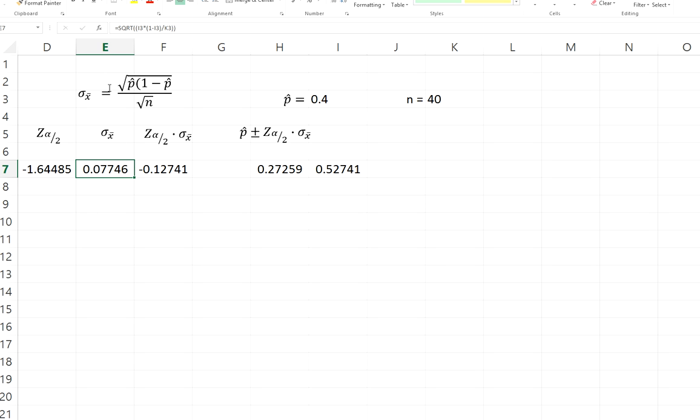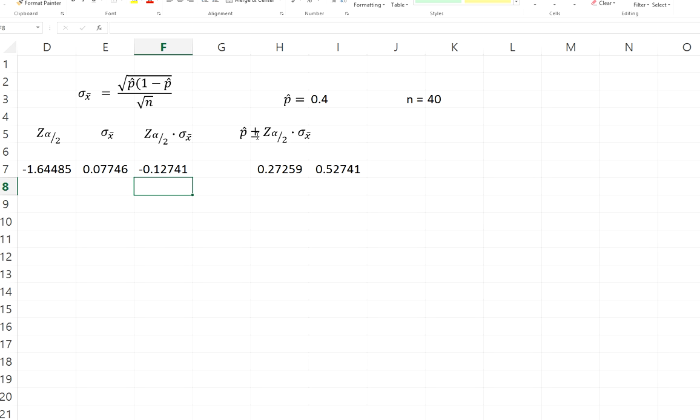I computed sigma x bar by using this formula. You can see I3 is p hat, 1 minus p hat over K3, which is n. Okay, now I computed the error. Error is this times that. If you look at this times that.